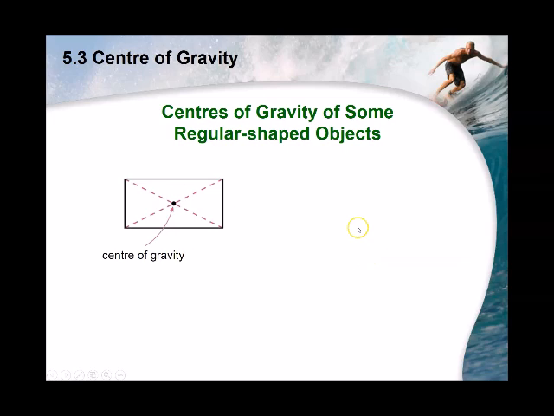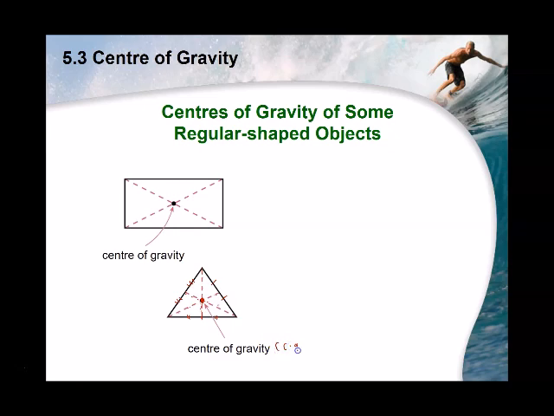Alright, so let's take a look at the center of gravity of some regular shape objects. For example, a rectangle: the center of gravity will be directly in the middle. For a triangle, the center of gravity can be found by the intersection point where the line from each top corner divides the opposite side into two equal parts. The intersection of these three lines is where your center of gravity will be.